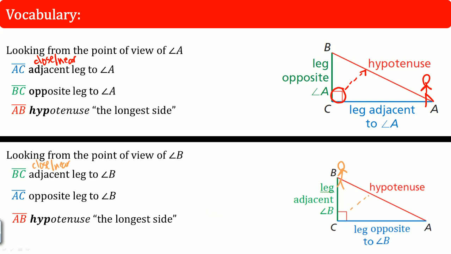Okay, that's the hypotenuse. Please understand that if you notice, the hypotenuse is the same for both of them. But depending on your point of view, the adjacent and the opposite changes. The adjacent for A is AC, but the adjacent for angle B is BC. Okay, look at the way it's color coded.